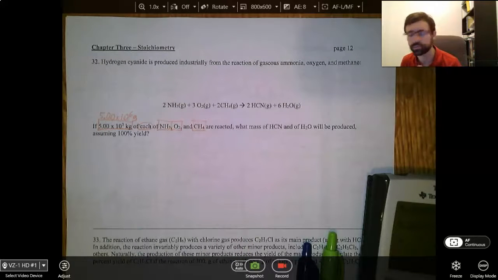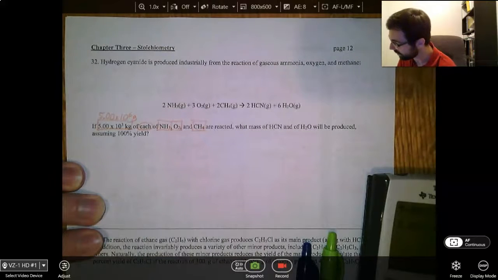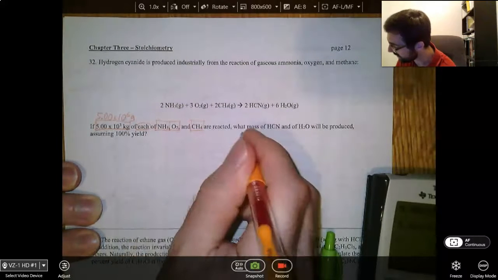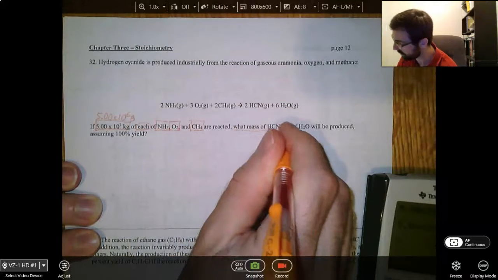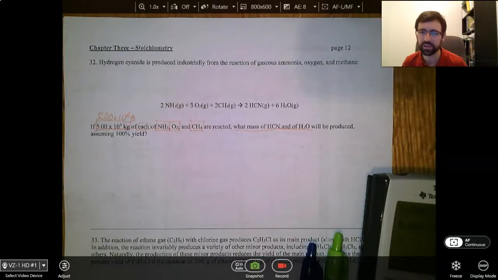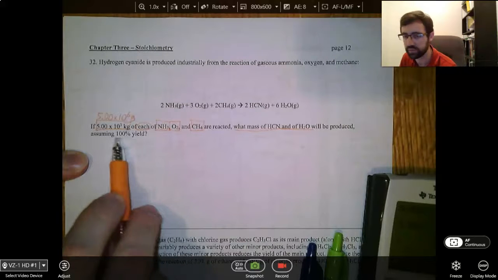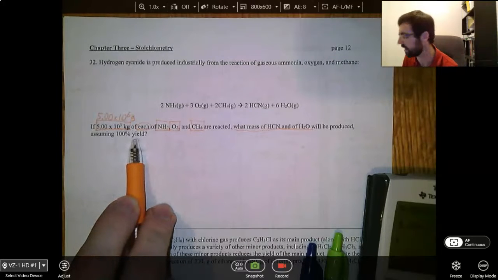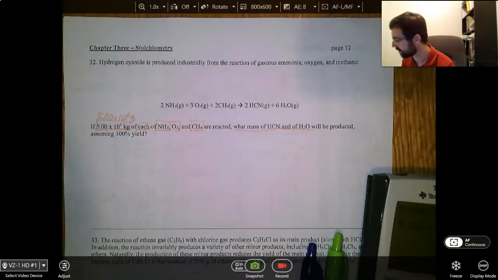Okay, so that's something that as we go through the year, you're going to want to be able to do in your head, but just so that you know, that's the thought process behind it. Okay, they're reacted. What mass of HCN and of H2O will be produced, assuming that we have 100% yield? Assuming 100% yield just tells me that I don't have to worry about percent yield. What 100% yield means is I'm going to make exactly what I expect to make. So we're just going to do some stoichiometry.